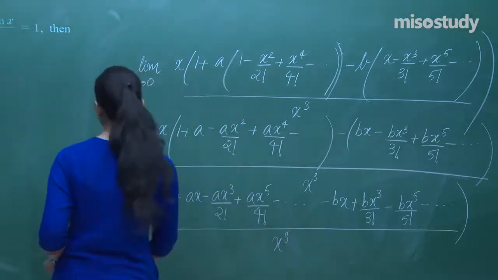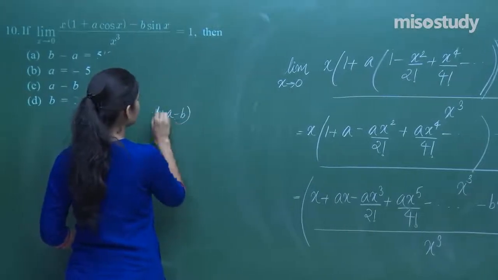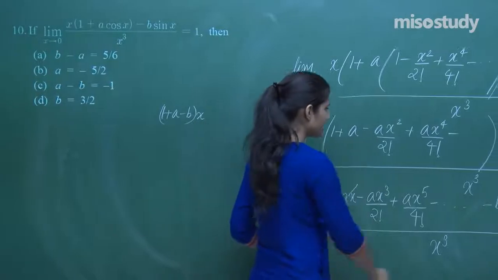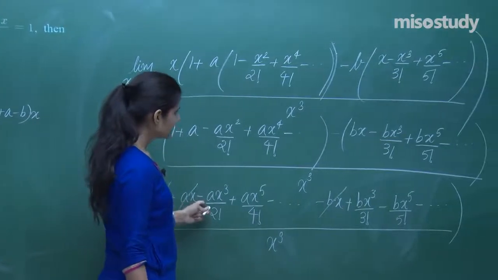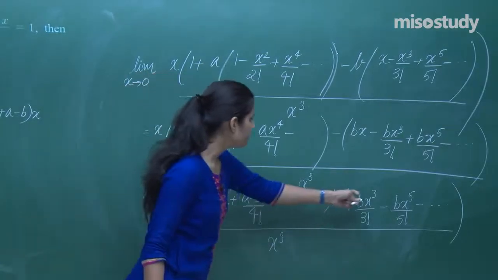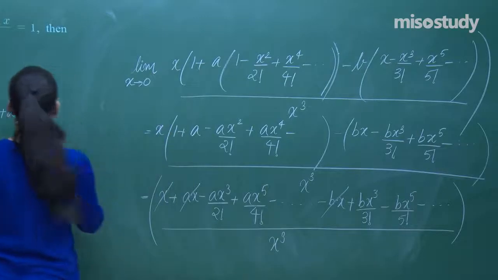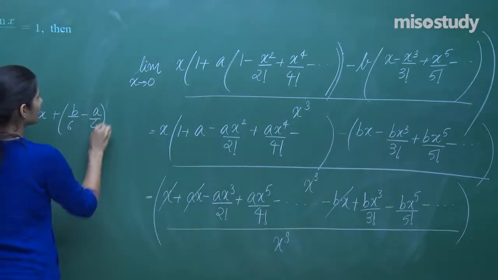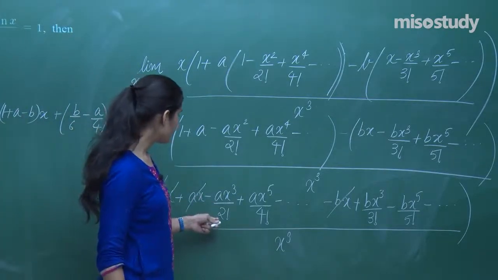So you have 1 plus a minus b. You have 1 plus a minus b x, fine, 1 plus a minus bx. Then you have x cube basically. So you have b by 6 minus a by 4, x cube you have. This is minus a by 4.